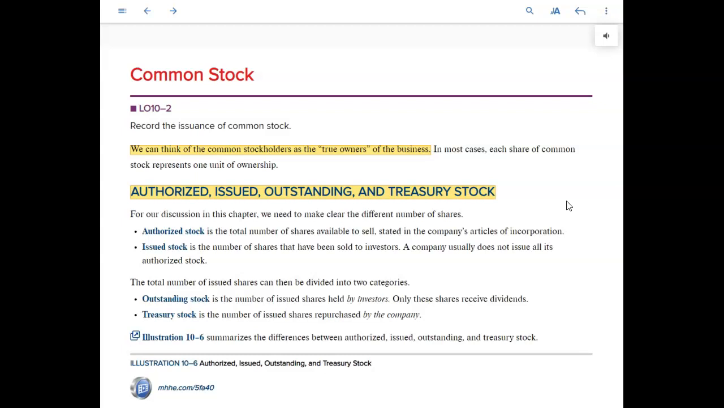So issued stock are the ones that have been sold. That'd be, like in my example, 100 shares. Outstanding stock, 90. If the corporation buys back another 10 shares, let's say.